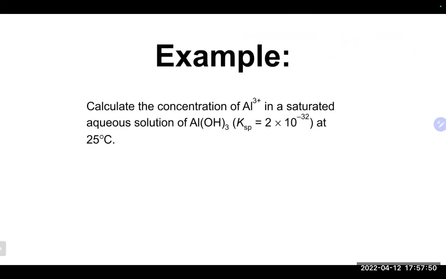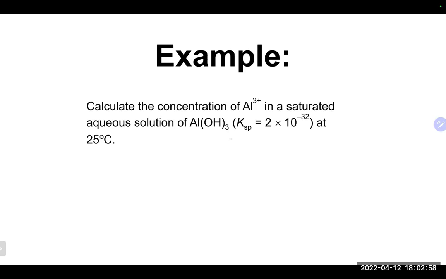Then let's try one more here. Calculate the concentration of aluminum in a saturated solution of aluminum hydroxide. The Ksp is 2 times 10 to the minus 32 in this case. See what you come up with.